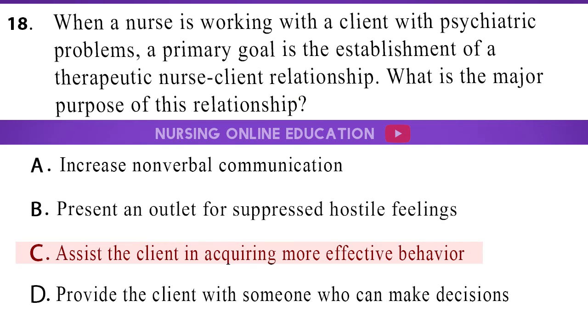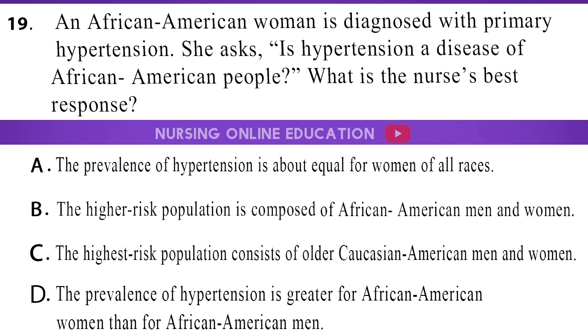The answer is option C. Assist the client in acquiring more effective behavior. 19. An African American woman is diagnosed with primary hypertension. She asks, is hypertension a disease of African American people? What is the nurse's best response?